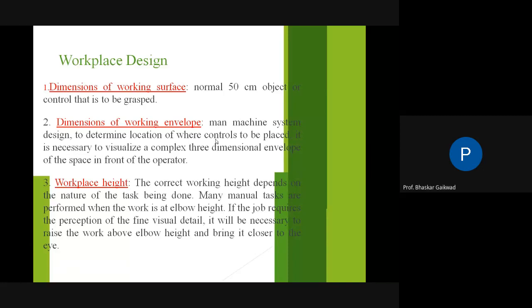Dimension of working envelope: in man-machine system design, to determine the location where controls are to be placed, it is necessary to visualize the complex three-dimensional envelope in front of the operator. So, very simple thing: whatever control or display systems are there while testing or making the assembly, they should be easy for the operator, and that system should be at the right place.